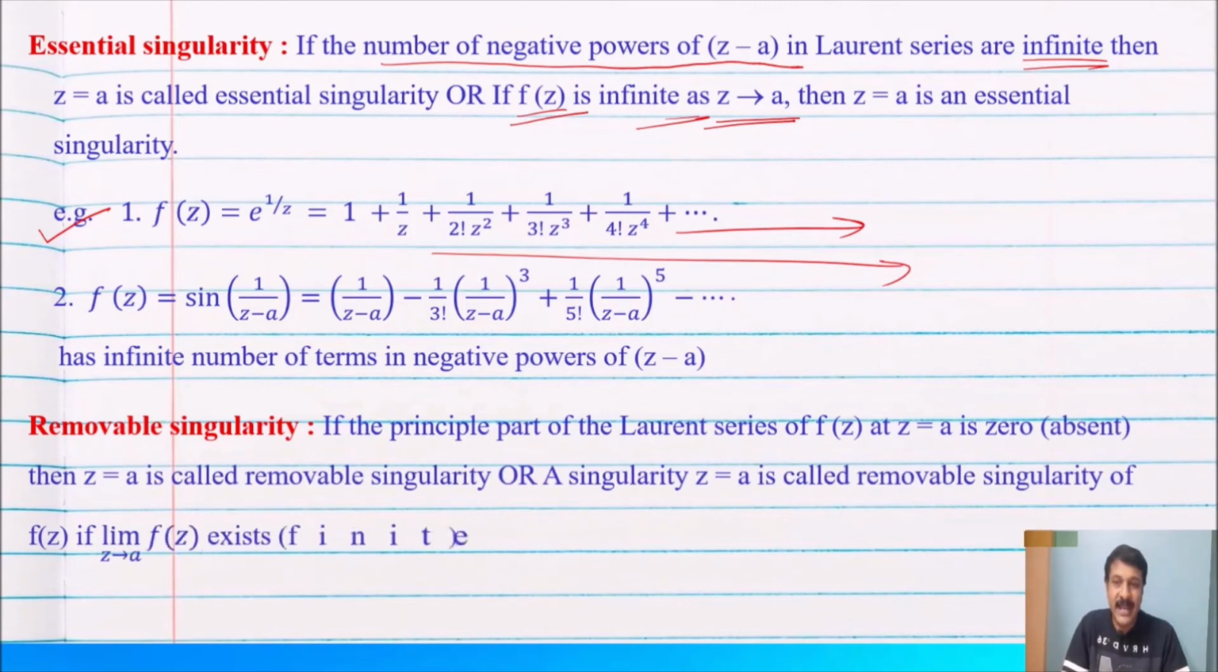Now also remember removable singularity. If the principal part of the Laurent series of f of z at z equal to a is 0, it means that negative powers are absent here, then z equal to a is called a removable singularity. Or you can say a singularity z equal to a is called a removable singularity of f of z if the limit as z tends to a of f of z exists or is finite.